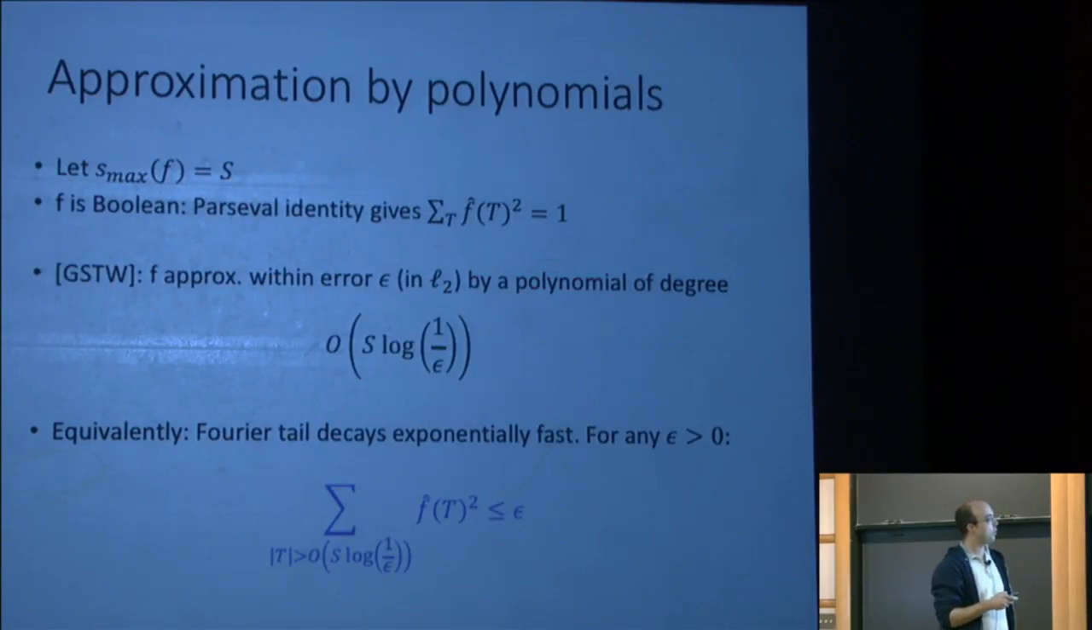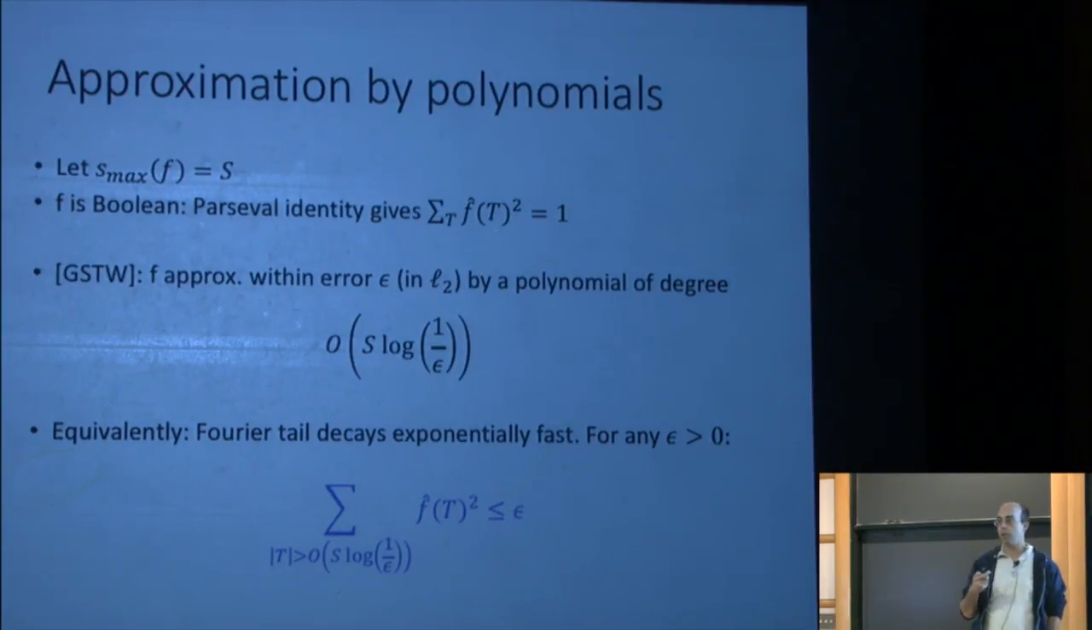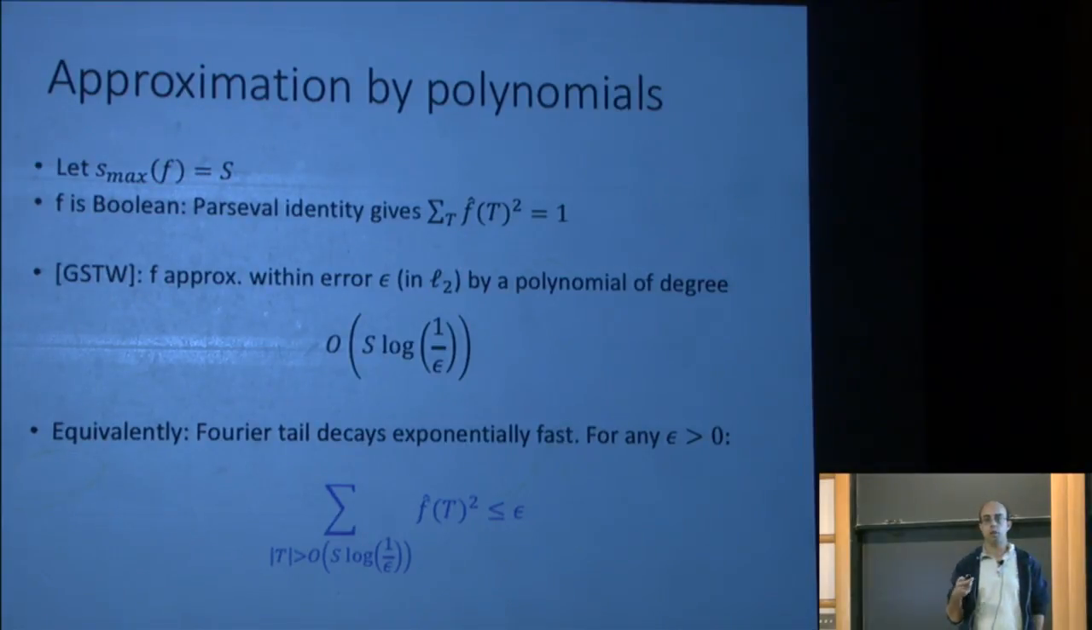So now let's define this in a bit more detail. We have a function with max sensitivity s, and it's a Boolean function, to {-1, 1}. So by Parseval, the sum of the squared Fourier coefficients is 1. It's just a normalization factor. So what did they prove? They proved that for any epsilon, you can approximate this function in L2 by a polynomial whose degree is not too big. What is not too big here is something like s times log 1 over epsilon.